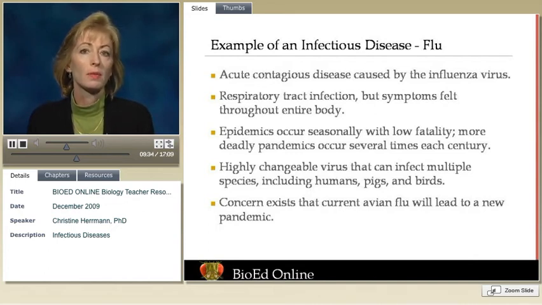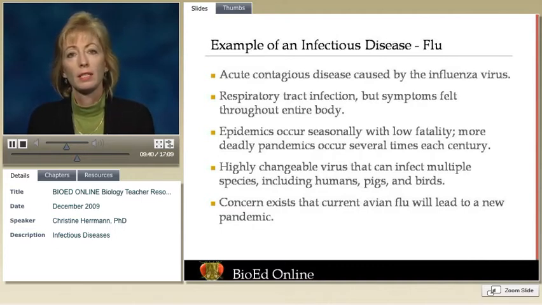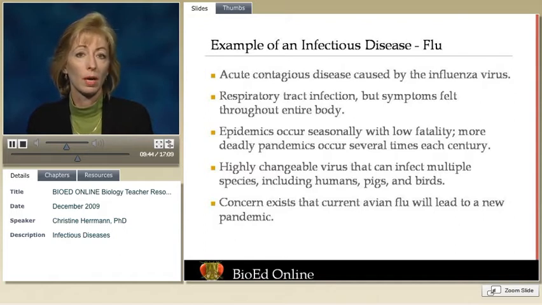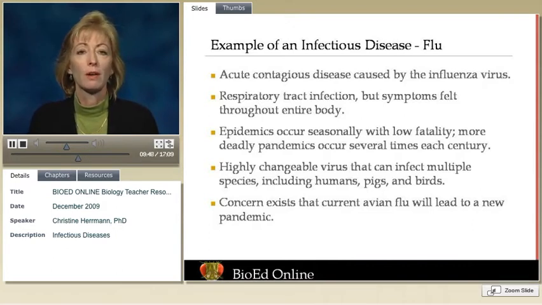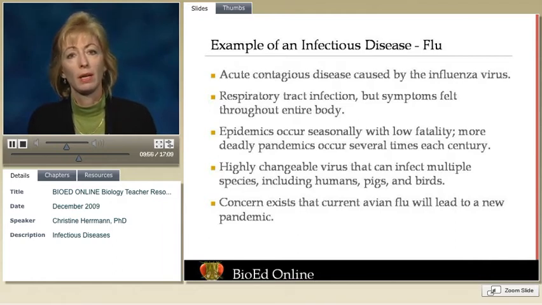However, several times each century, more widespread and deadly pandemics occur. The influenza pandemic of 1918 is estimated to have killed about 50 million people worldwide. Pandemics occur when a new strain of the influenza virus arises that is significantly different from currently circulating strains, so that our immune system cannot mount an effective response against them.